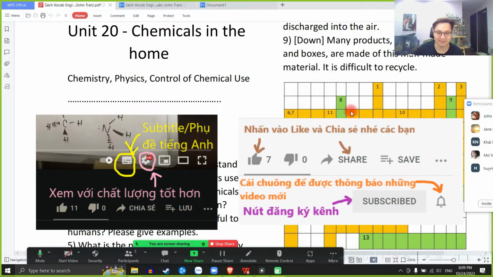This is Unit 20, Chemicals in the Home. So we'll be talking about chemistry, physics, and control of chemical use.